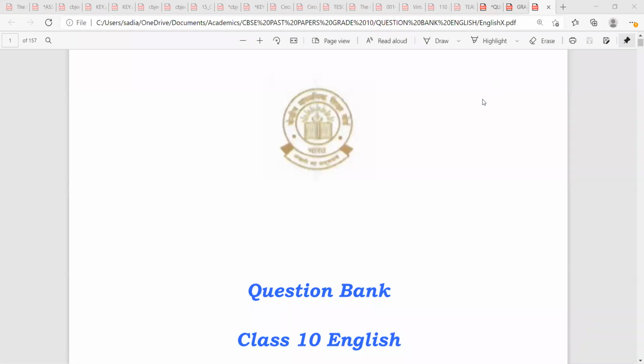Hello students, this is the question bank for the subject English, Literature and Language, subject code 184, for grade 10. This question bank is released by the CBSE and it has the questions for every lesson from the books First Flight and Footprints Without Feet. If the students cover these question banks, it is sufficient to score very good marks in the upcoming examination.